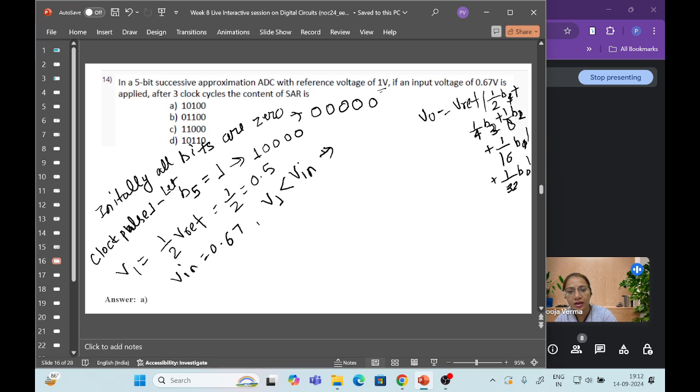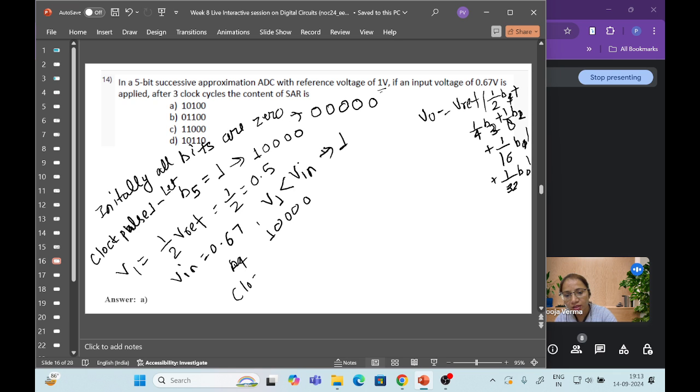So here Vin is greater than V1. What do we have? That means that bit must be 1. So after the first clock pulse, the content of the SAR is 1 0 0 0 0. Okay. Now check for the next clock pulse.